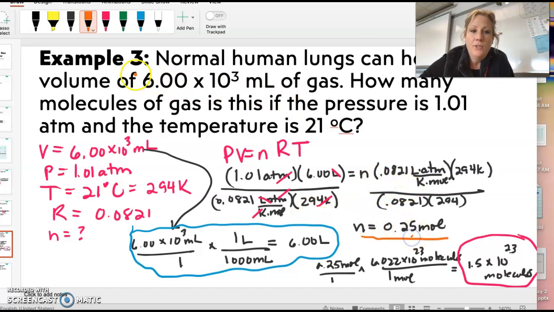Then the question's asking me for the number of molecules, and we know that 1 mole of any kind of gas has 6.022 times 10 to the 23rd molecules. So then we can just multiply 0.25 times Avogadro's number, and we get 1.5 times 10 to the 23rd.